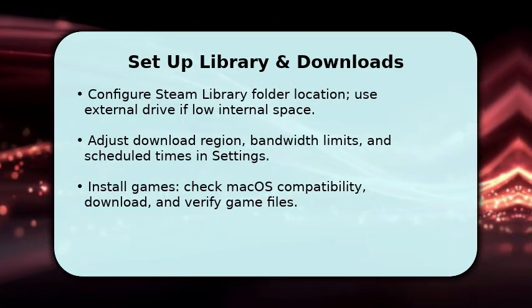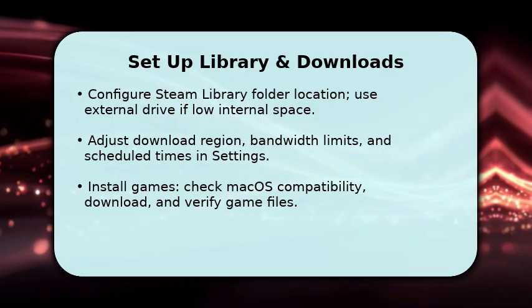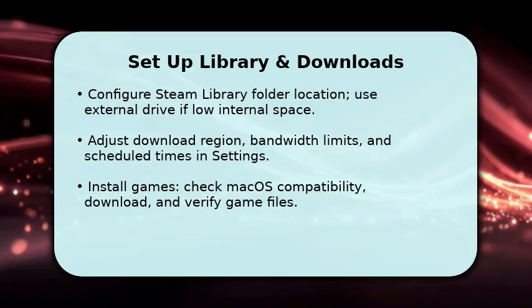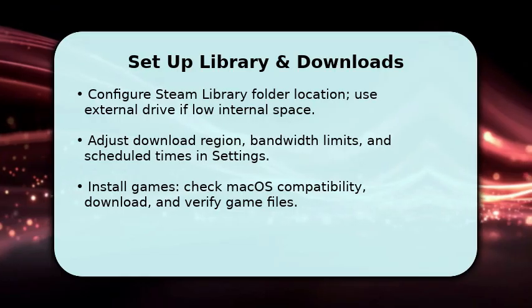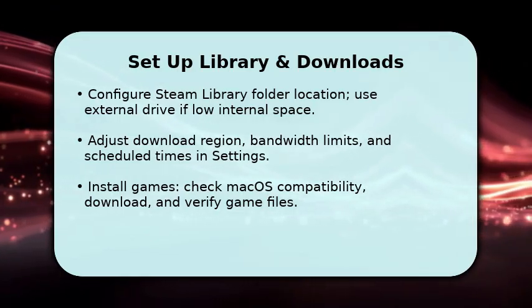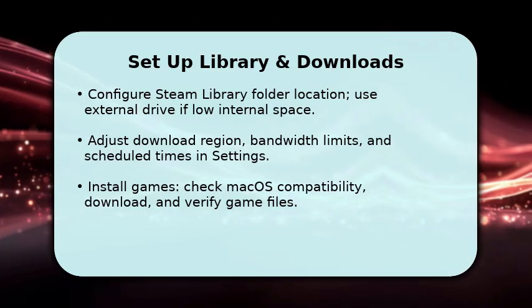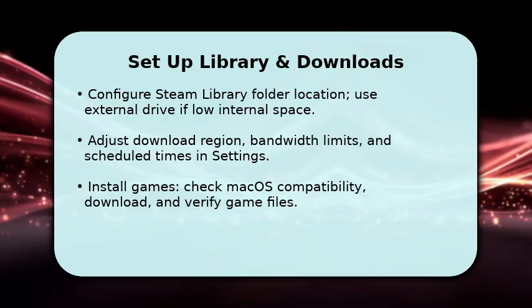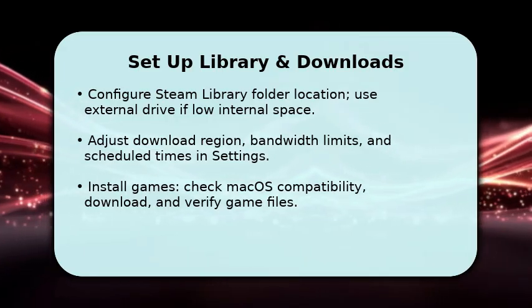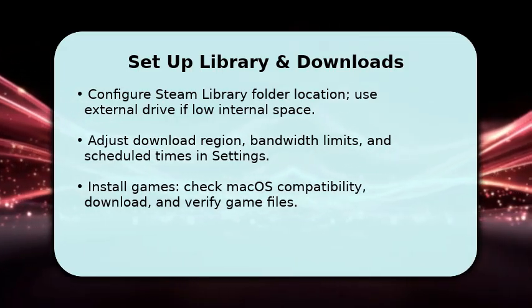Next, open Settings and pick an appropriate download region, set bandwidth limits, and schedule updates to avoid slowdowns during peak hours. Search the store for Mac OS-compatible titles and begin installing. Steam will queue and download based on your settings. If a download stalls, pause and resume it. And make sure your firewall or router isn't blocking Steam connections, so files finish.